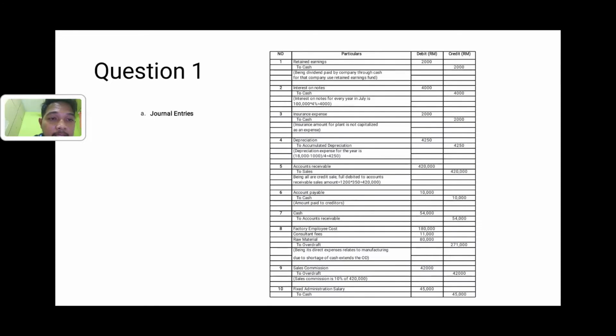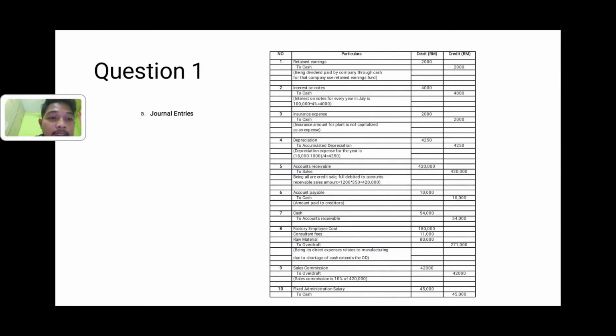Next is the factory employee cost, debit 180,000. Consultant fees debit 11,000. For the raw materials 80,000, and credit to overdraft 271,000. These are direct expenses related to manufacturing, and due to shortage of cash, it extends to the overdraft.